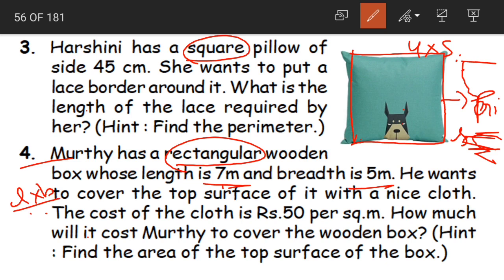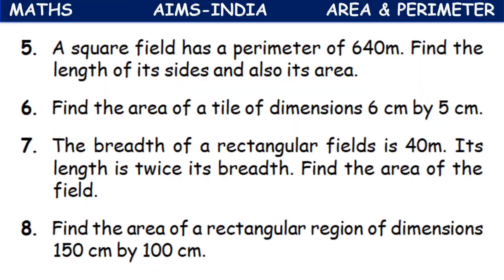So first find out the area of the box, and then the cost of cloth per meter is given. Just as we have done, suppose the area comes to 10 square meters, which has to be covered by the cloth. The cost of cloth is 50 rupees per square meter. So for 10 square meters it would be 10 into 50, that is equal to 5000 rupees. Is that clear, children? This is how you solve word problems on area and perimeter. Here are a few more problems for you to solve.